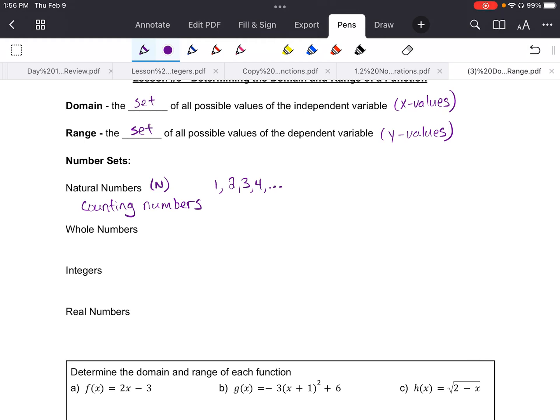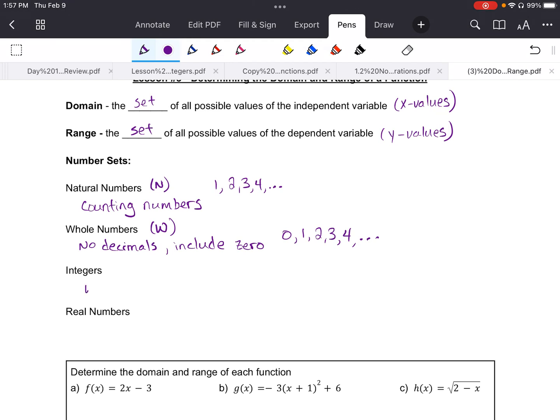The whole numbers are the same as counting numbers, but we're including 0. Okay, so they have no decimals. And they include 0. So 0, 1, 2, 3, 4. And those would be represented by a capital W. We're not going to use all these acronyms, the N, the W, but just in case you see them somewhere in the future, then you know what it's talking about.